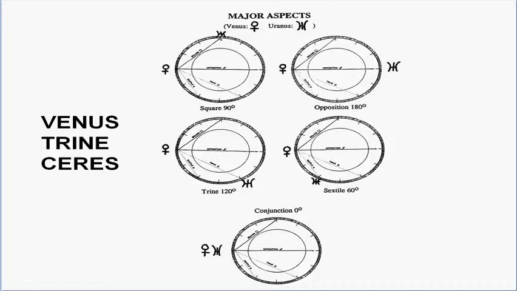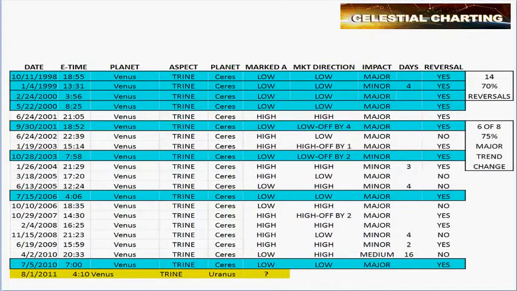Actually, let me come back to this because this is a chart similar to what I put out for Ceres in retrograde motion. Now, what I've got highlighted here in blue for you is, well, first let me say what I've done is I've gone back to 1998 for this as well, and 70% of this aspect of Venus trine Ceres have shown up to be reversals. And 6 of the 8, so 75% of the time, it turns out to be a major trend change.